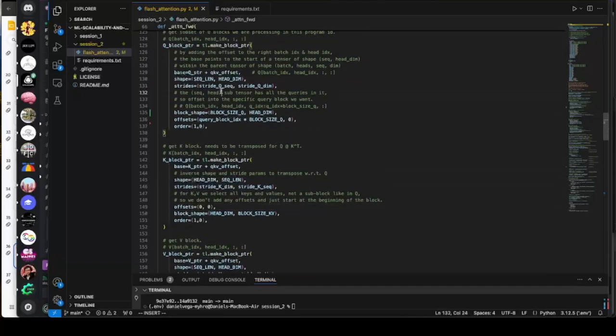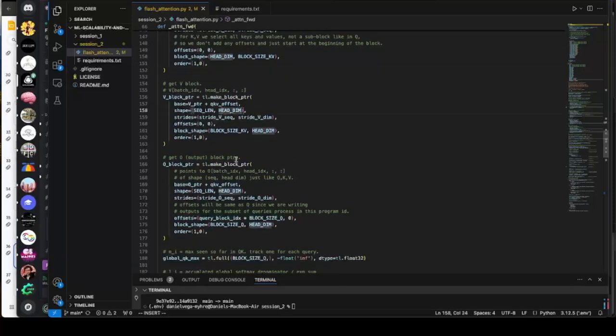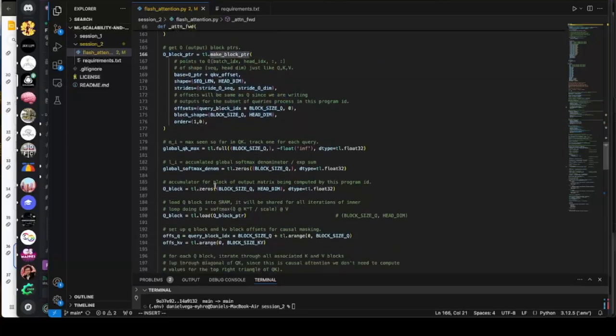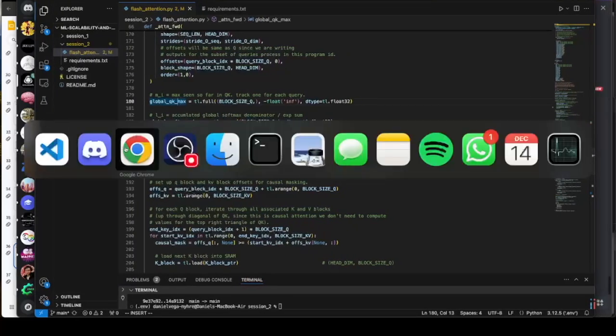So now we've done some pointer arithmetic here to get our Q, V, K, and O block pointers. O is our output, just as a reminder, where we're going to be writing to. And now we can start cross-referencing with our actual algorithm. So I'm going to pull this up.